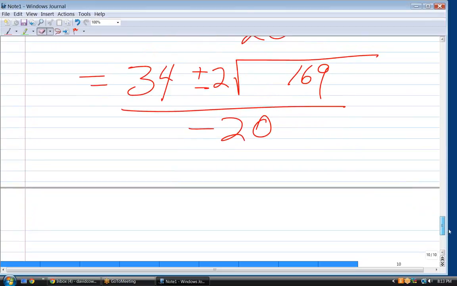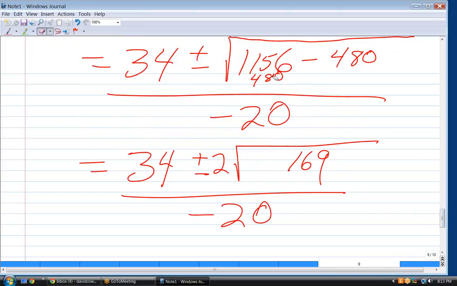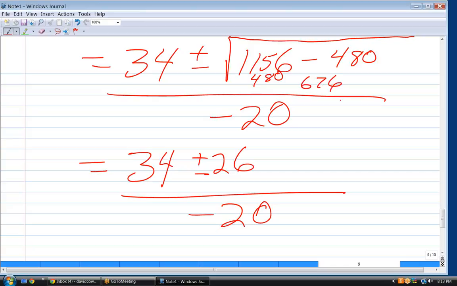Now, that's why I was concerned that that number was divisible by 4, because 4 is a perfect square and it allows me to remove a 2. Actually, 169 is a perfect square. That's 13 times 13. So really, this is 26. 13 times 2. In other words, the square root of 676 is 26. You with me? Okay. Now, what is our answer?